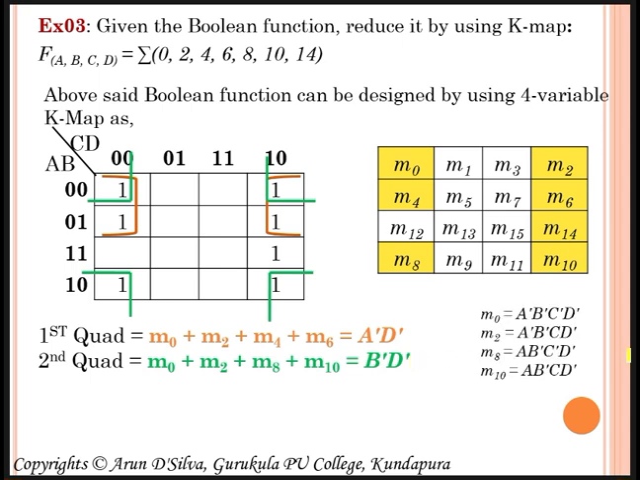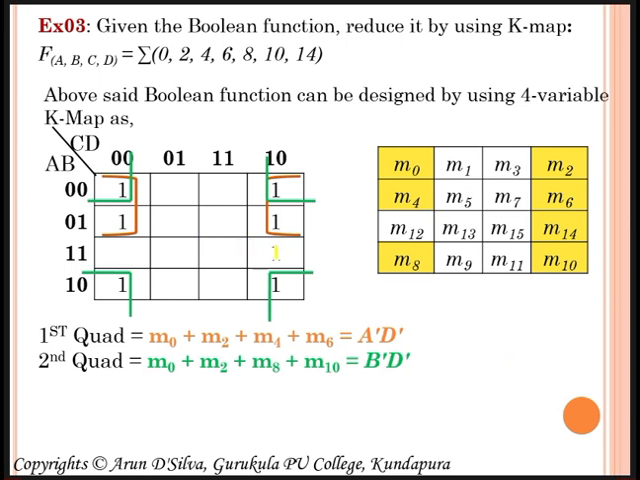The alternative method, while listing all the minterms belonging to this quad, that is m0 a dash b dash c dash d dash, and m2 a dash b dash c d dash, m8 a b dash c dash d dash, m10 a b dash c d dash. We see here a dash, a is there, a changes, b dash remains the same in all the minterms, c dash and c comes, so again it changes, d dash remains the same in all the minterms. Therefore we have to take only b dash and d dash.